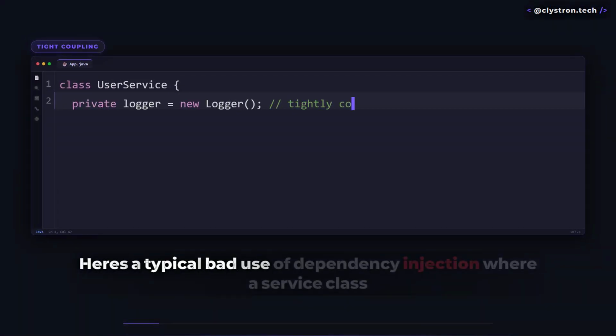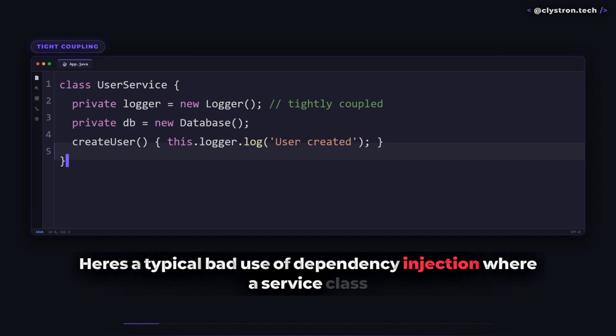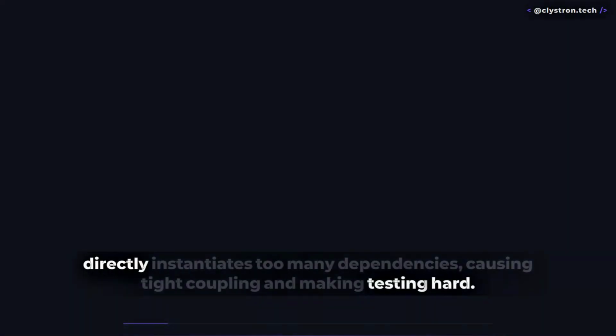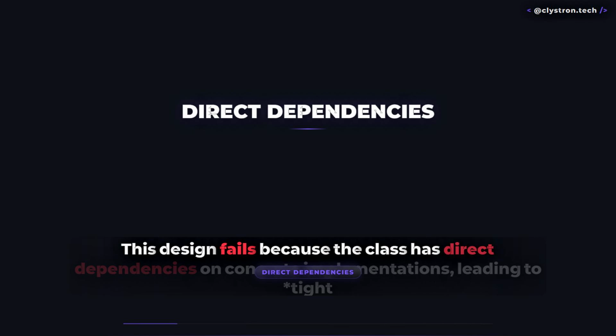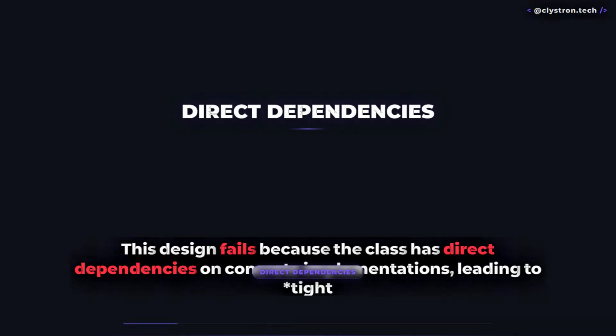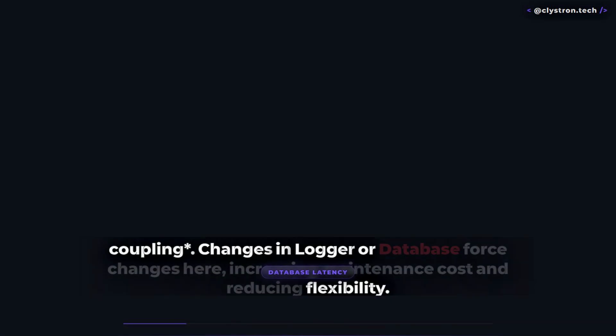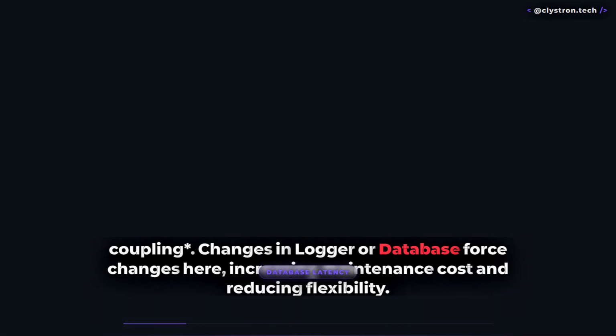Here's a typical bad use of dependency injection, where a service class directly instantiates too many dependencies, causing tight coupling and making testing hard. This design fails because the class has direct dependencies on concrete implementations, leading to tight coupling. Changes in logger or database force changes here, increasing maintenance cost and reducing flexibility.